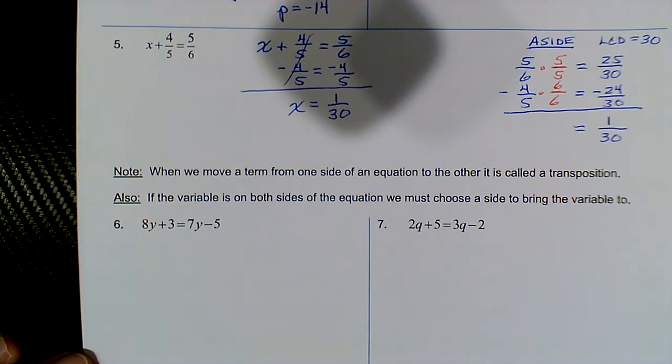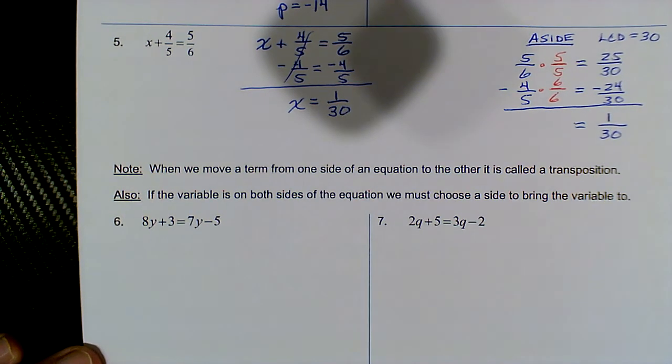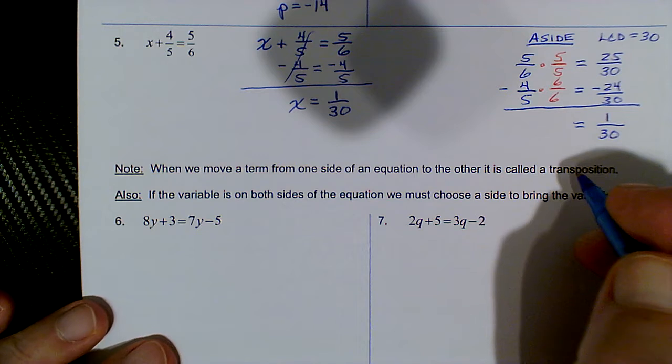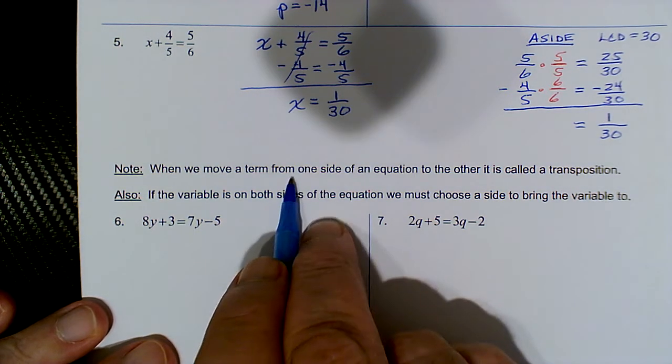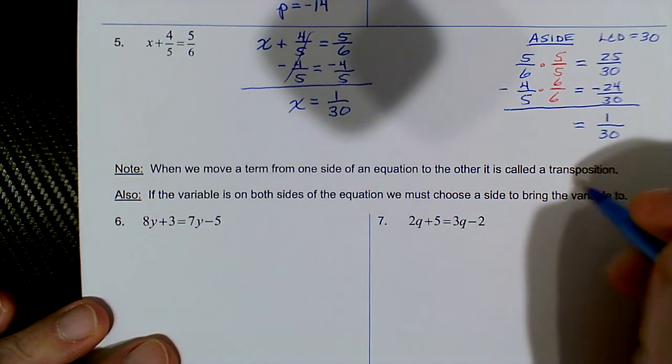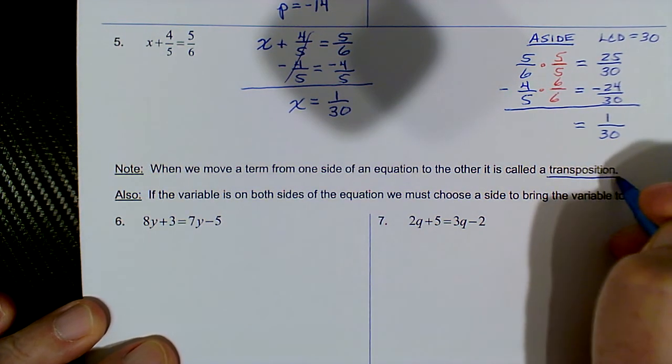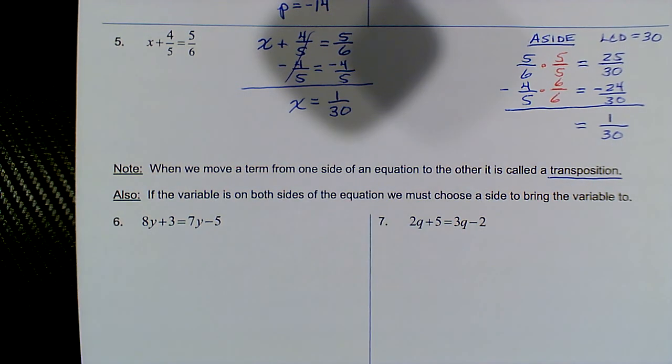Alright, now here's a fancy word. You could use this to impress your friends at parties. When you move things from one side of an equation to another, it's called a transposition. So get used to hearing me say transpose, okay? And all that it means is that you're moving a term from one side of an equation to the other. And if we have a situation where the variable is on both sides of the equation, we have to choose a side to bring the variable to.